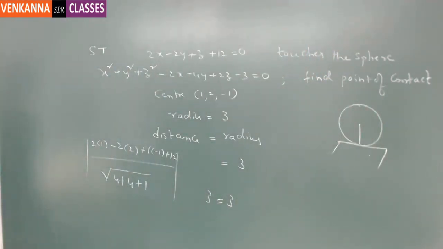Whenever the plane touches the sphere, distance is equal to radius. So please take a note of that. Now the second part of the question is, we need to calculate the point of contact. So how do we calculate that?